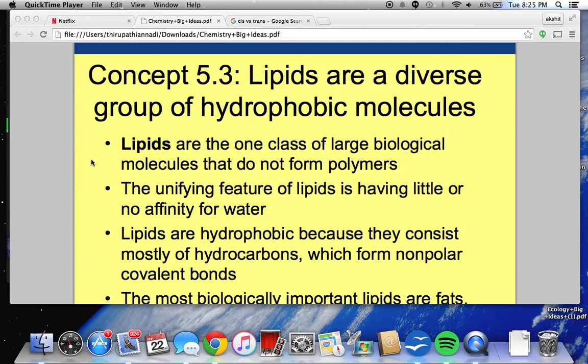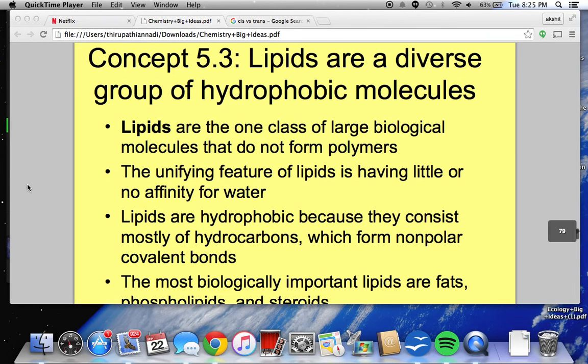Okay, so now I'm gonna go over lipids. Lipids are pretty easy. They're the one class of large biological molecules that don't form polymers. They're just a certain structure, which I'll go over for a second. They have little to no affinity for water because it's mostly just carbon and hydrogen. It's like pretty much nothing else.